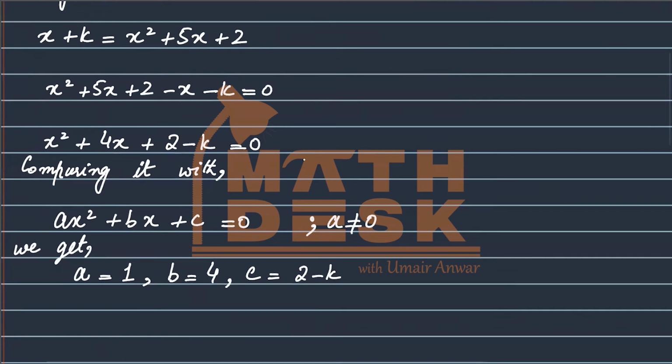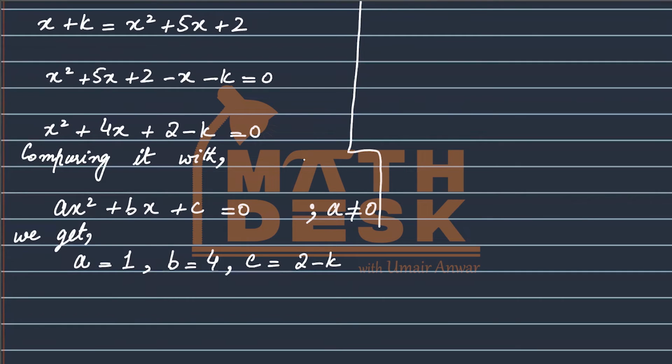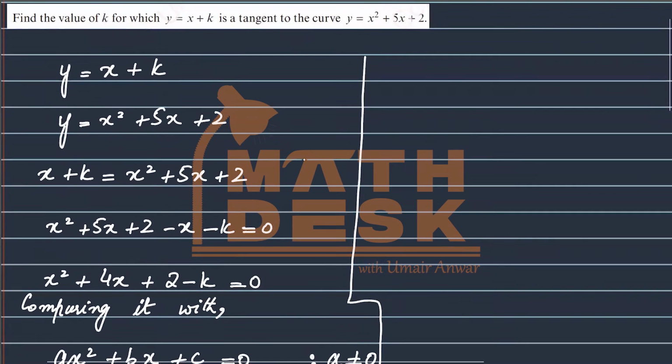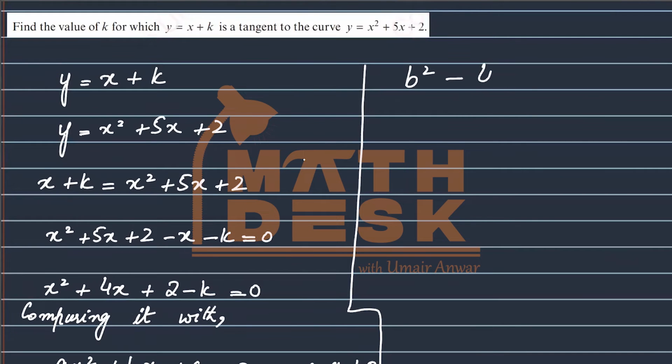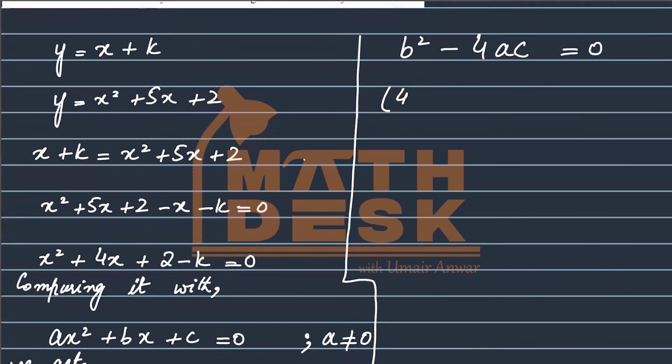So if it is a tangent to the curve, then the discriminant must be equal to 0. So I'm writing b square minus 4ac equal to 0, because there should be equal and repeated real roots. So we will be replacing b with 4 square minus 4 into 1, and c is 2 minus k, equal to 0.